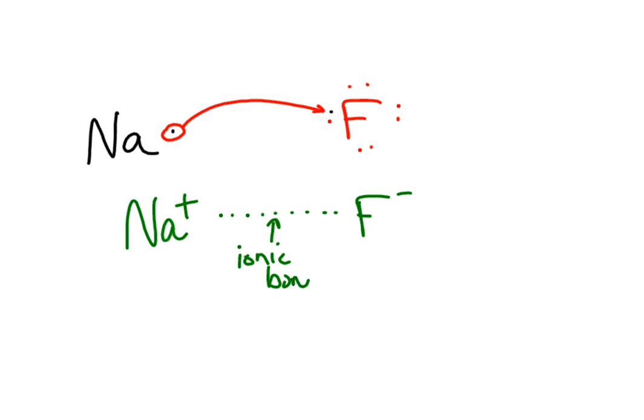right? Now, ionic bonds are between metals and nonmetals. When it comes to covalent bonding, when the electrons are shared, this is going to be happening between nonmetals, and we'll get to that in time. So let's go ahead and move on to the next slide.